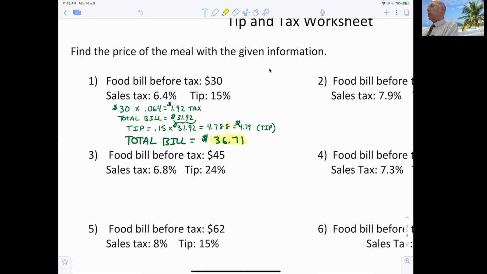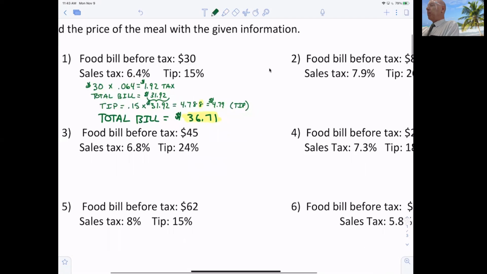All right, so here we go. Type or write down total equals $30. Now, if I want to find the total bill, do you remember what I told you about 100% plus how much tax?